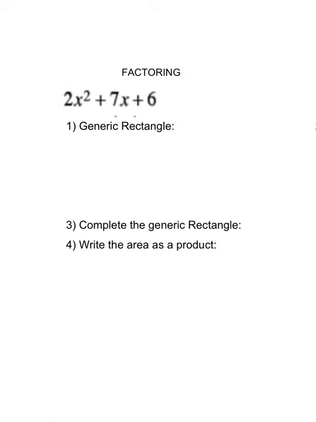There is a second type of factoring. This type of factoring we call generic rectangle and diamond problem. The reason we use it is if I look at this original problem up here, and the directions are going to tell me to factor, there is not a greatest common factor. 2, 7, and 6 cannot be divided by anything.